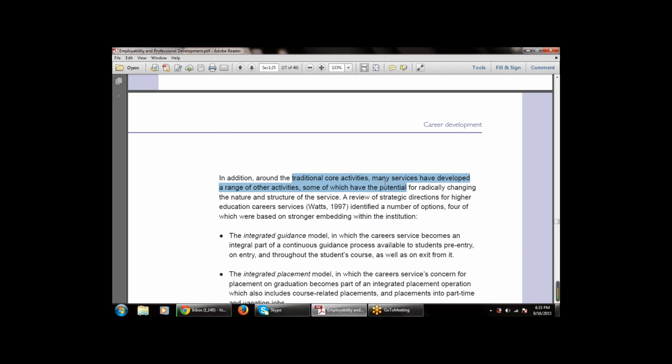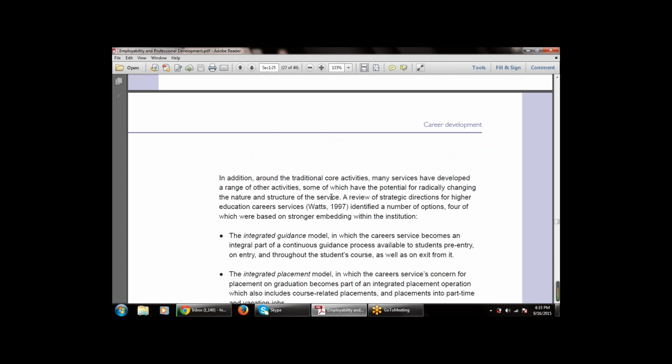In addition to this, around the traditional core activities, many services have also developed a range of other activities. There are multiple activities available which have the potential for radically changing the nature and the structure of the service. So whatever the structure or nature that is used, it changes the effect of the career services.